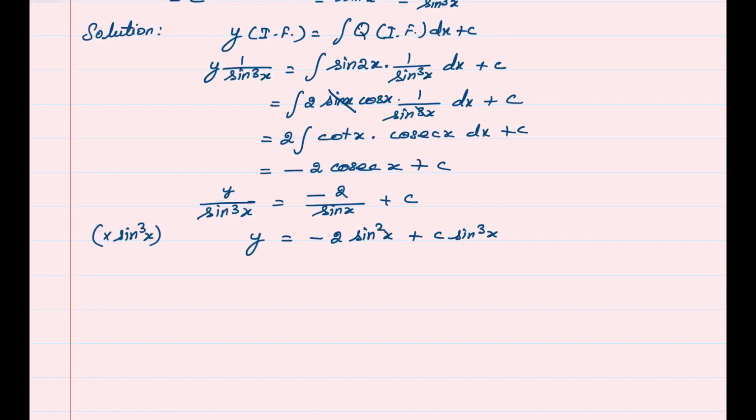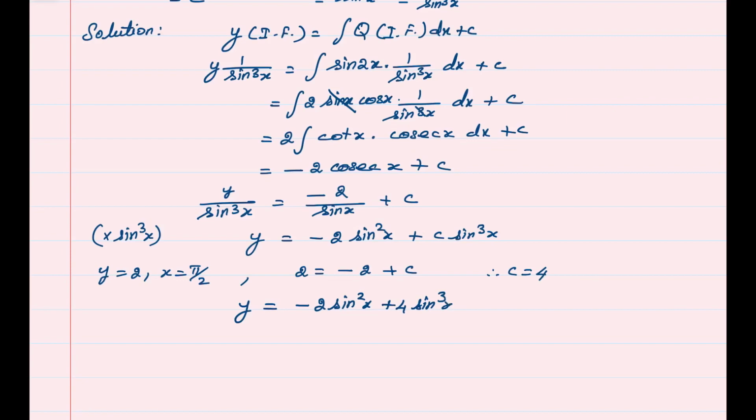This is an initial value problem. Here y is 2 when x is pi by 2. 2 is equal to minus 2 sin 90. Sin 90 is 1. 1 square is 1 plus c times sin 90, which is 1. Therefore, C value is 4. Let us substitute this C value in the general solution to get the particular solution. Y is equal to minus 2 sine square x plus 4 sine cube x.